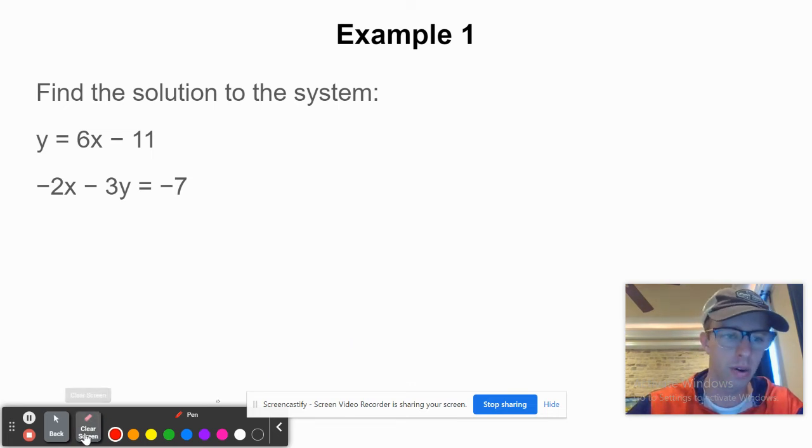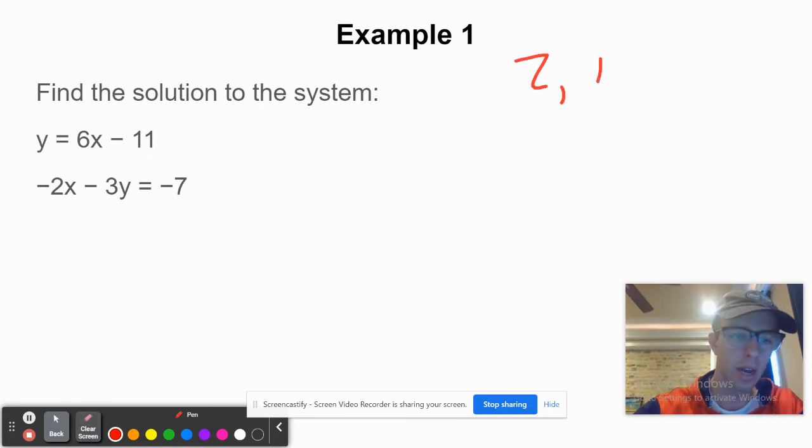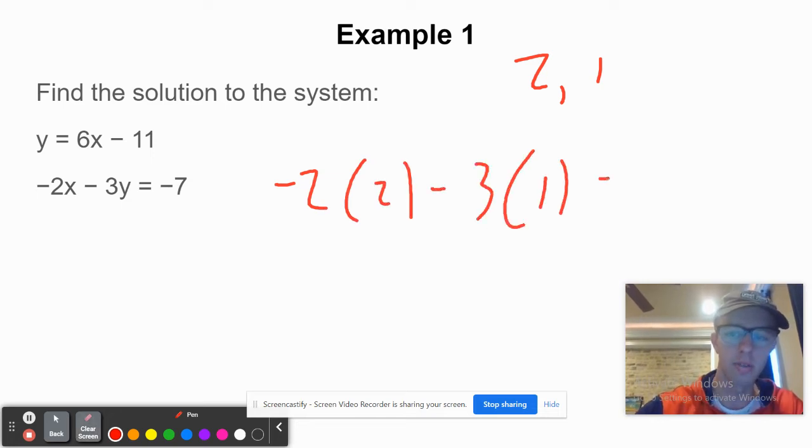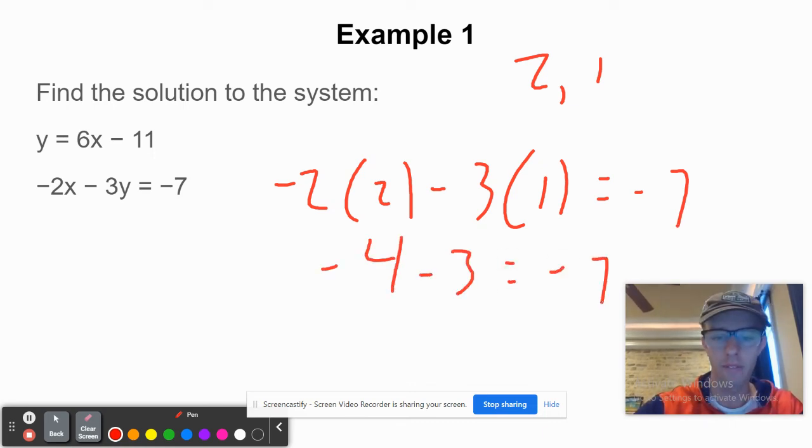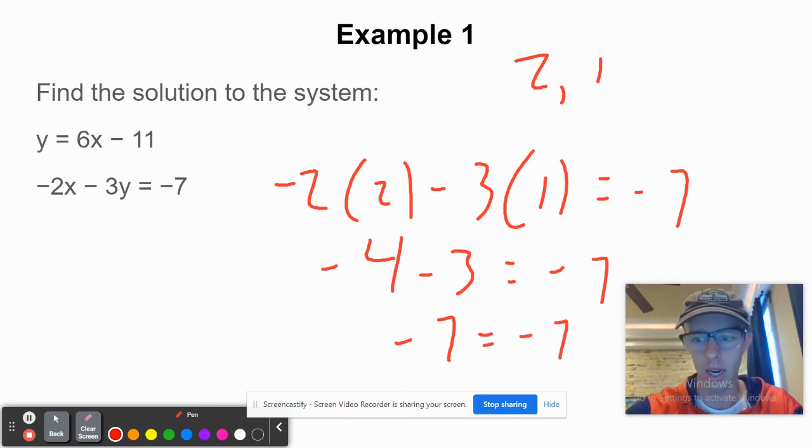I could plug 2 and 1 into my other equation as well. -2 times 2 minus 3 times 1 equals -7. -2 times 2 is -4. Minus 3 equals -7. I'm 4 feet below the ground. I go down 7 more. -7 equals -7. All right.